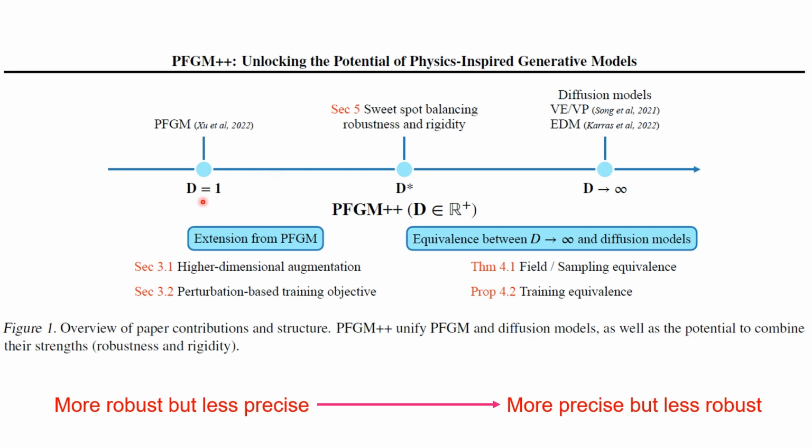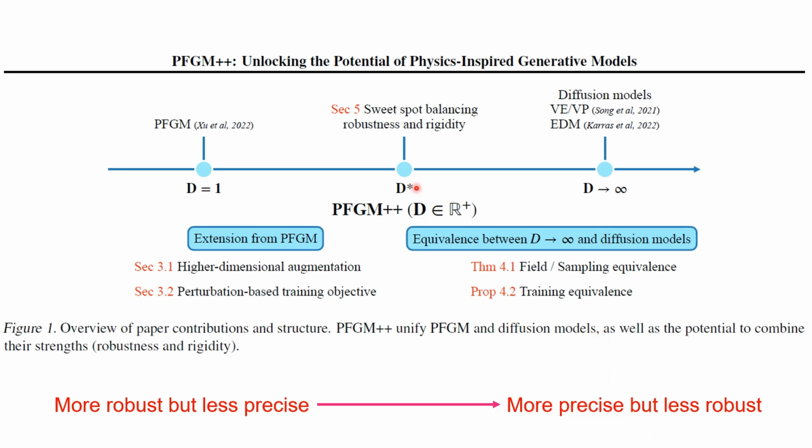How about general D? And you can consider D keep increasing. When D becomes infinity, it was proved that the Poisson flow generative model becomes a diffusion model. Then we have a continuous spectrum depending on different D. And further analysis shows when D is small, the result will be more robust but less precise. And when D is large, the result will be more precise but less robust. And there is an optimal D star depending on application.